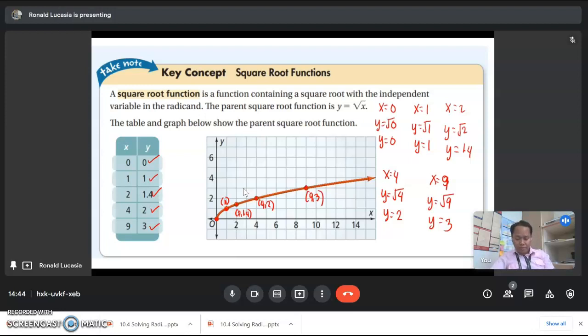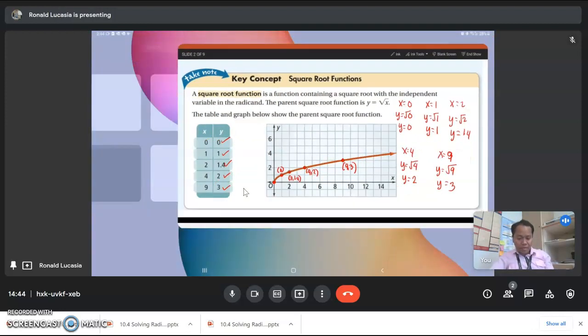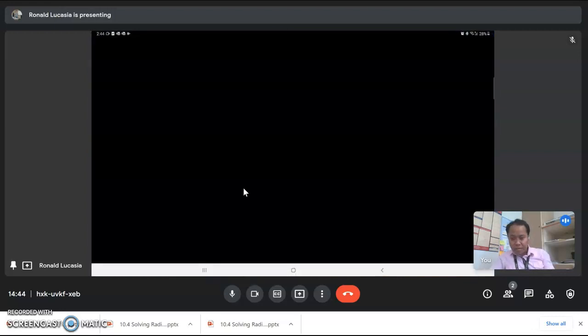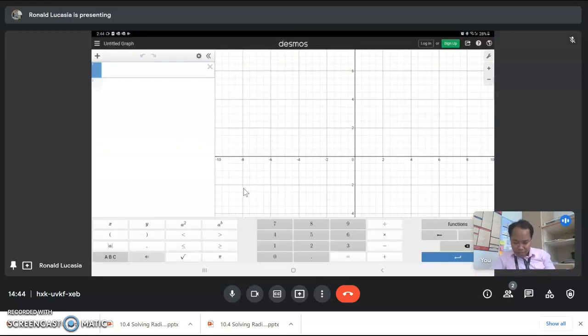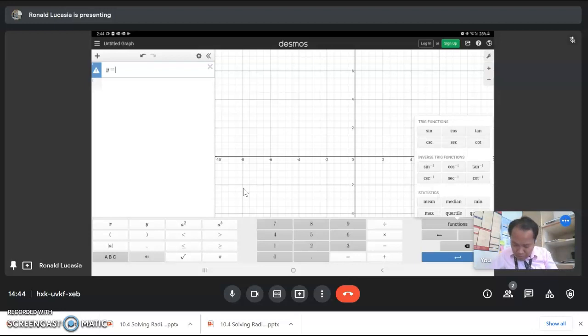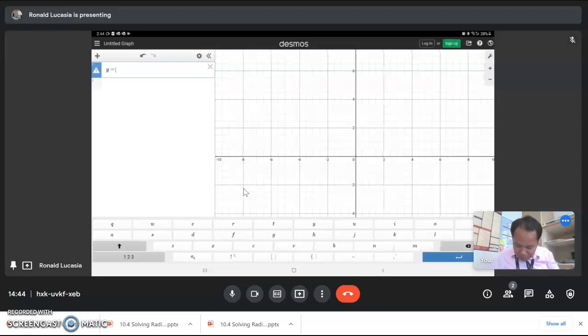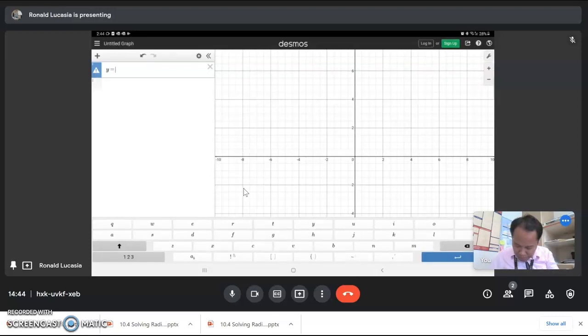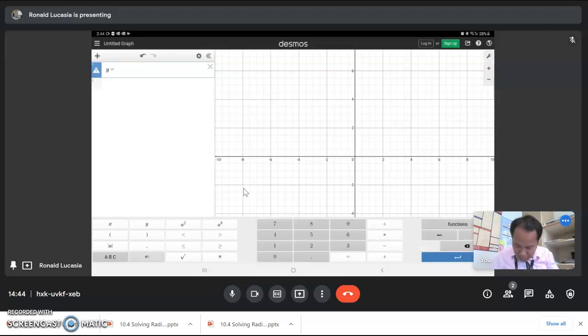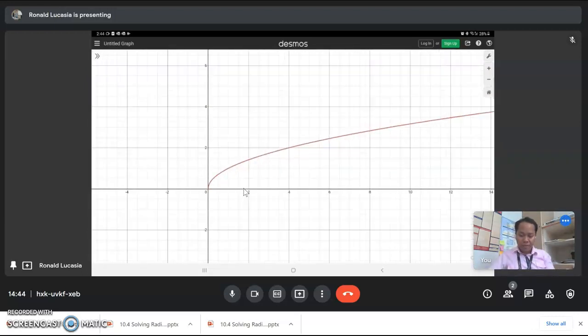We can also graph that using Desmos, so you can verify it using Desmos. So I have y equals the square root of, where is the square root sign? Okay, this one, I'm sorry. The square root of x. So this will be the graph.